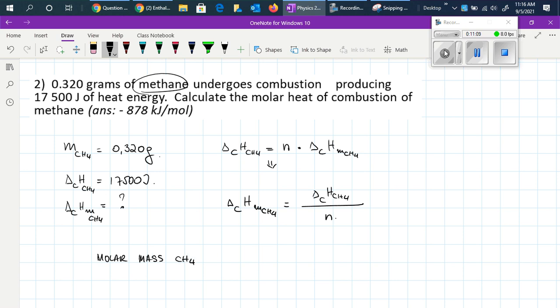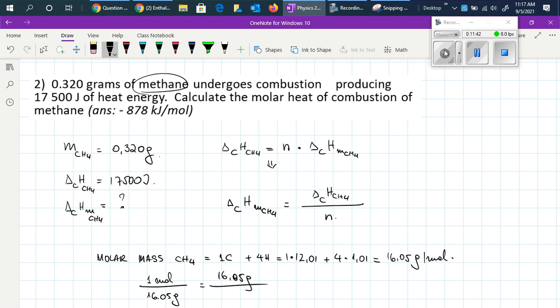In order to do that, we have to identify the molar mass of methane, which is 1 carbon plus 4 hydrogen, so 1 times 12.01 plus 4 times 1.01. This will be 16.05 grams per mole. What that means is that if we have 1 mole of methane, then we have 16.05 grams of methane, or if we have 16.05 grams of methane, then we have 1 mole of methane.